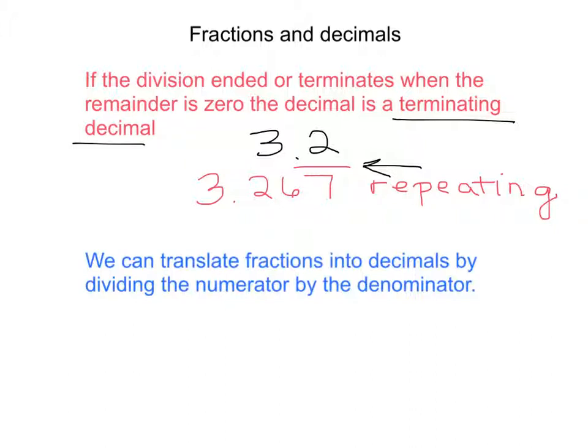We can translate fractions into decimals by dividing the numerator by the denominator. So for example, if we have a fraction A/B, we can turn that into a decimal by dividing A divided by B, and that's going to give you a decimal for your answer.